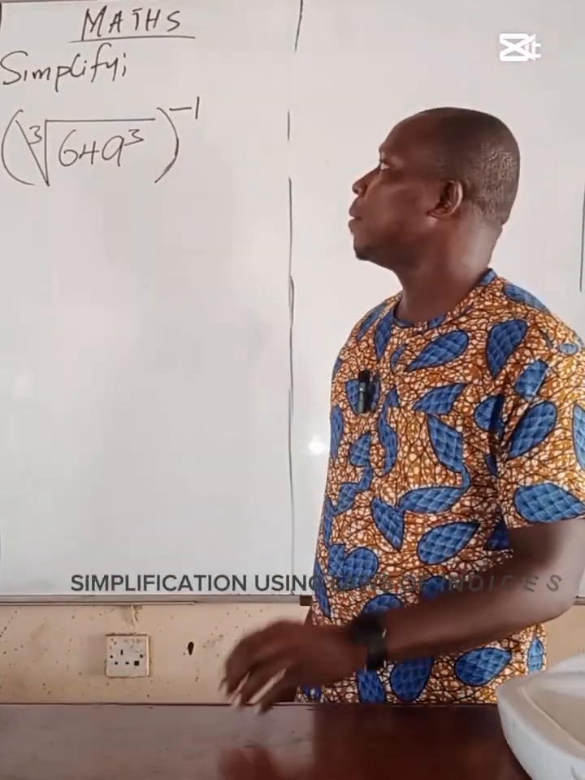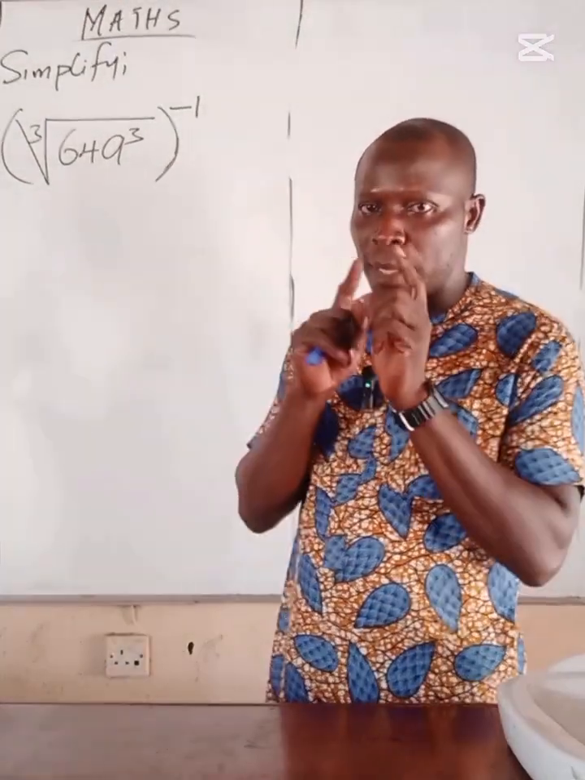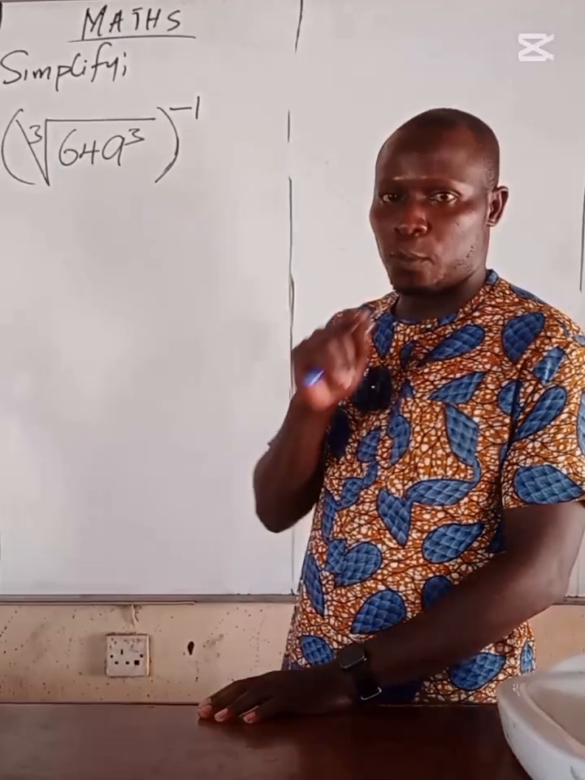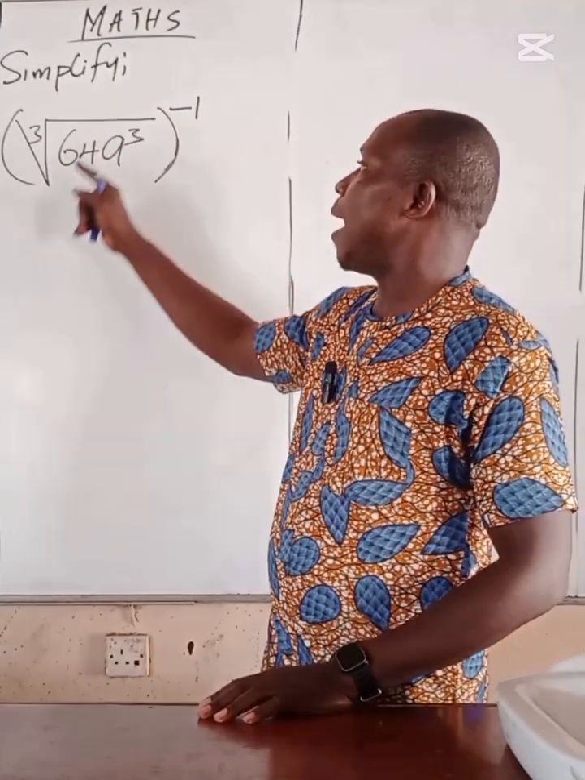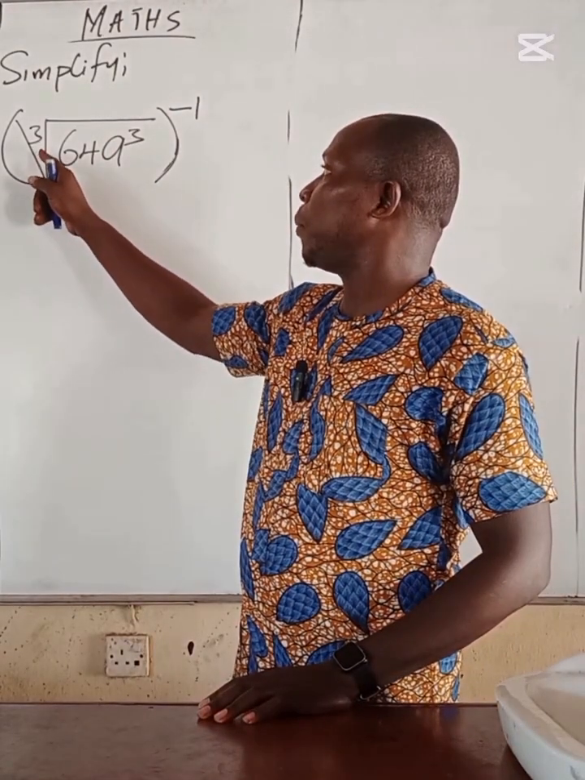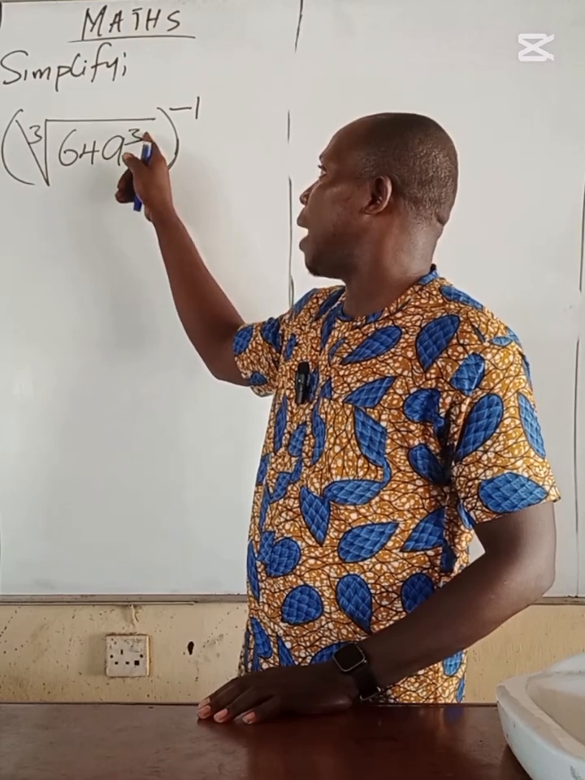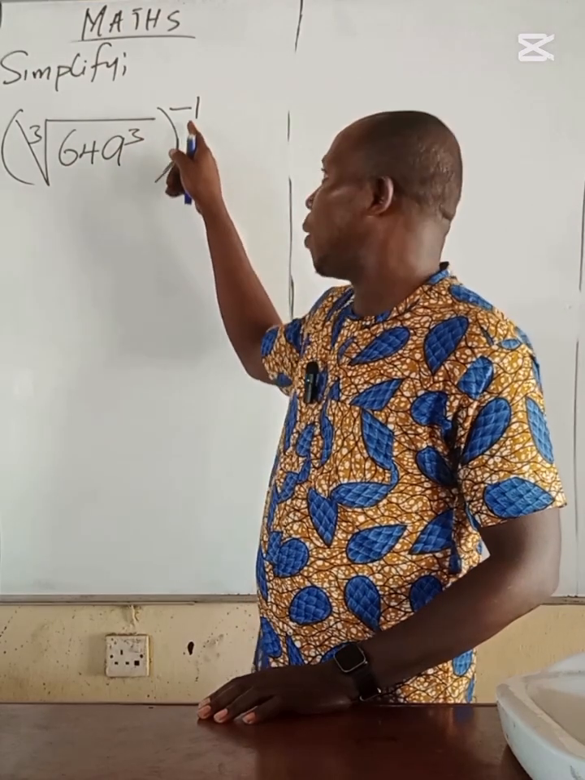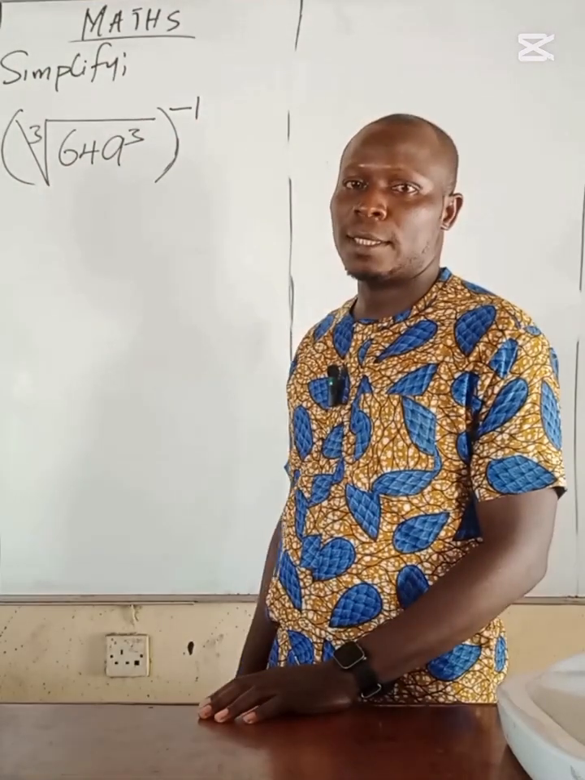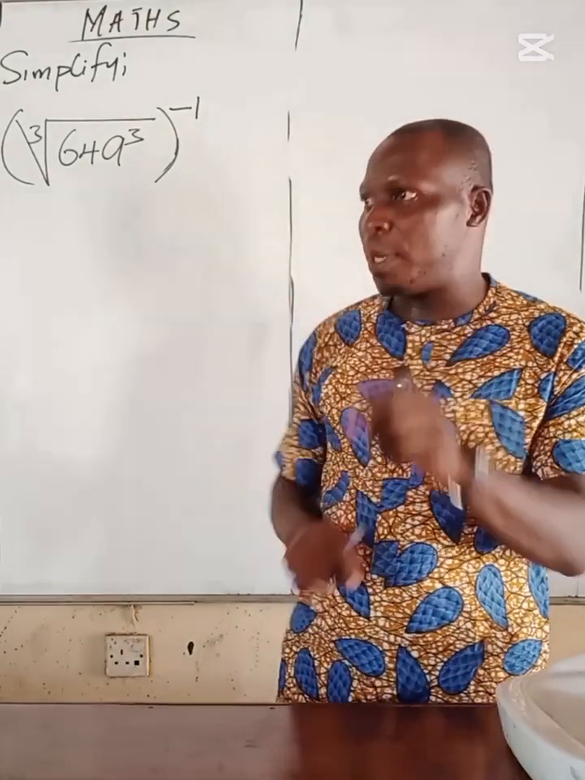Come. We have a simple problem to solve this morning. The question says, simplify, bracket open, cube root of 64a raised to power 3, bracket close, all raised to power minus 1. Okay, so we are going to solve this problem quickly.